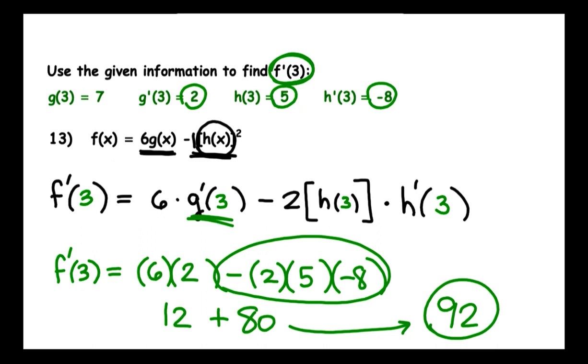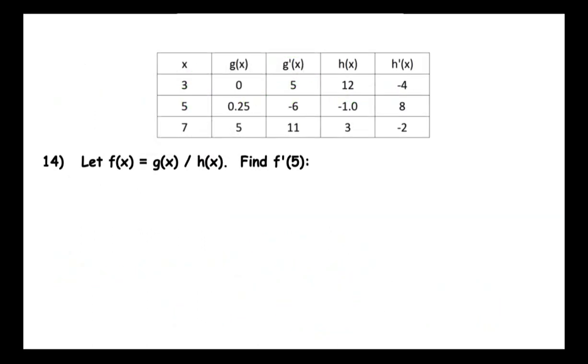All right. Last but not least, a lot of times you'll see problems where you'll have a chart, which is basically what we just did, except there's more information than you're going to need. They say, let f of x be g of x divided by h of x. I can sense some quotient rule coming on. Find f prime of 5.